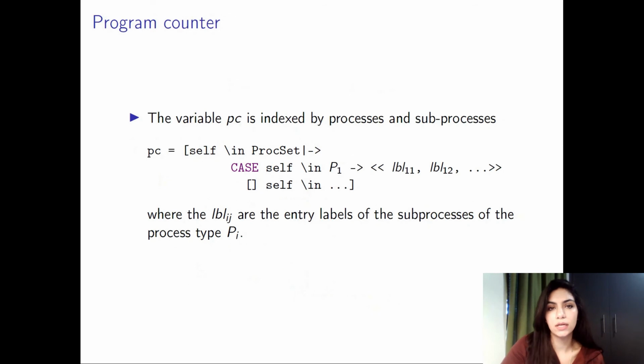As for the pc variable, it is a special variable in TLA+ and in PlusCal, and it represents a single string equal to the label of the next statement to be executed with respect to a process. We have extended this definition to include which subprocess is involved as well. Here we can see the initialization of the pc variable. For example, if we are handling a process of type P1, here we'll be giving a sequence where LBL11 represents the first label in the first subprocess, and LBL12 will represent the first label in the second subprocess, and so on.